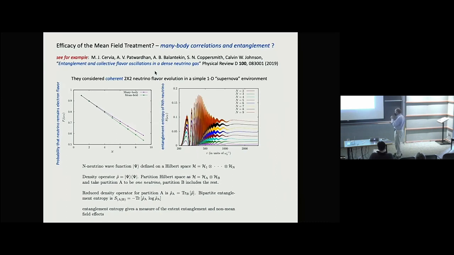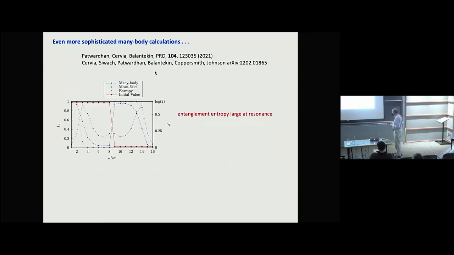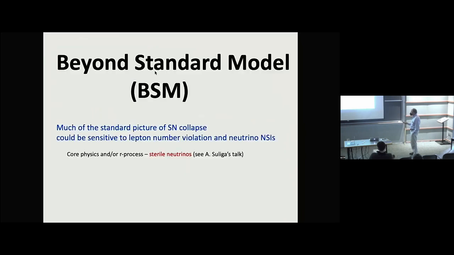Luckily, here's more recent work with a more sophisticated treatment by Patwardhan et al. Maybe they can talk about it later, but now I see that the entanglement entropy is large at, I said resonance, but I really meant the spectral swap, at the swap energy. So maybe that makes sense to me, but it's still worrisome. And so this is still kind of early days with this.